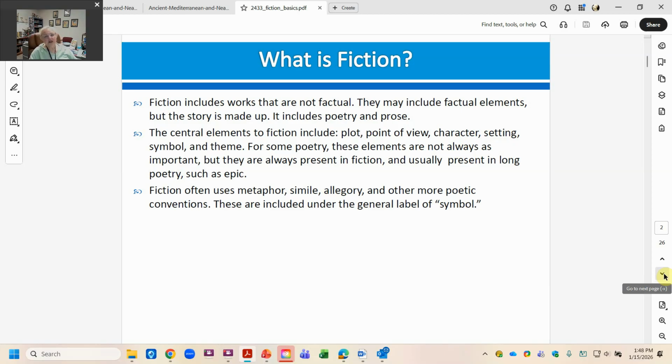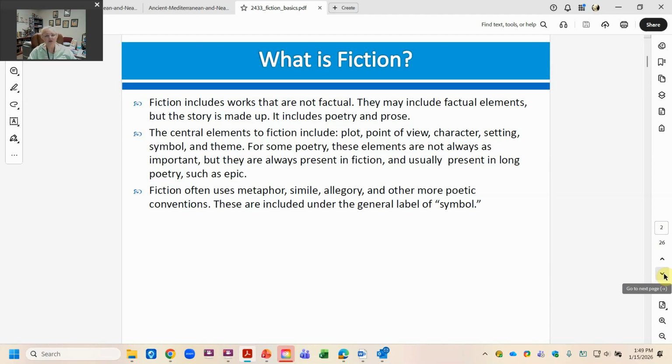There are usually going to be specific elements associated with fiction, such as plot, point of view, character, setting, symbol, and theme. Those are usually going to be there for prose. For poetry, plot isn't necessarily that important because really short poems don't have a long sequence of events, right? So again, some of these are going to be more associated with certain genres, but it's a good idea to know what they are in general so you know when you need them, right?